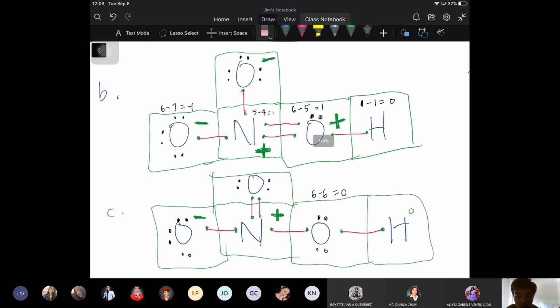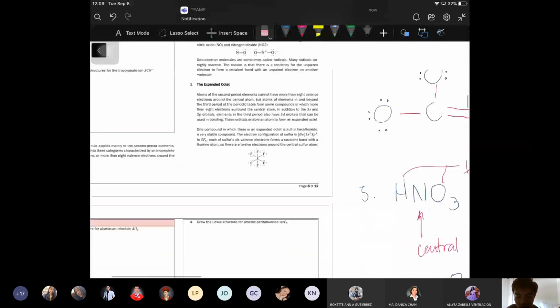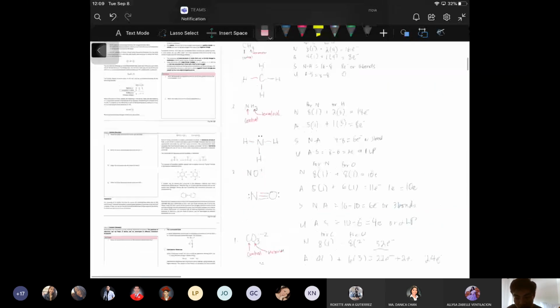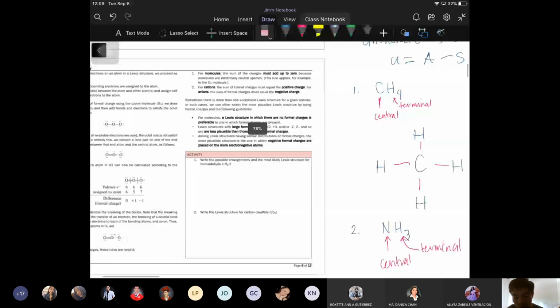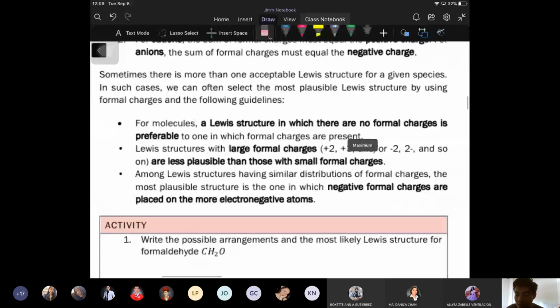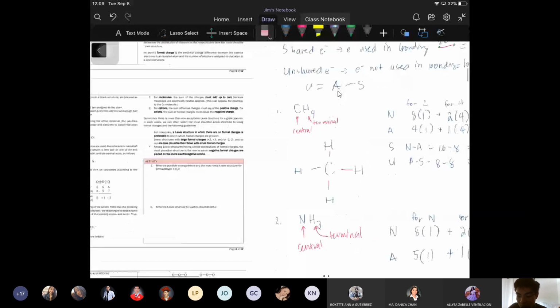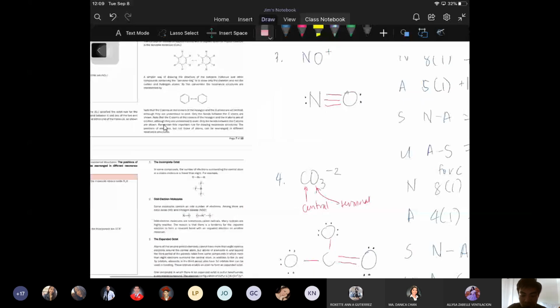When determining kung sino yung best structure, may guidelines kasi yung formal charges. Tignan nyo to. By the way, download nyo tong PDF na to. Andito lahat eh. So, tingin tayo dito. Ito, page 6 of 12. Sabi dito, sometimes there is more than one acceptable Lewis structure. In our case, dalawa. Bakit dalawa na lang? Kasi in-X na natin yung una. Ito yung acceptable, kasi they follow the Octet Rule. Pero anong pasabi dyan?